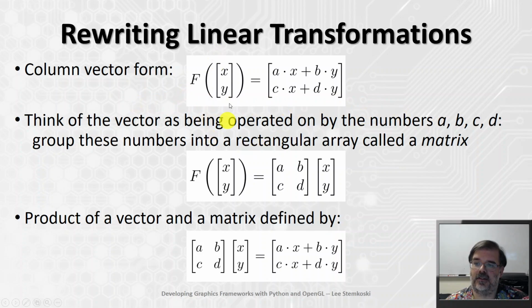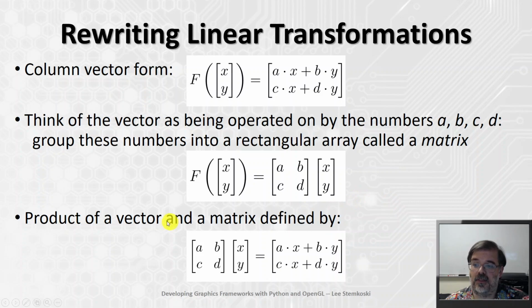Right? F of the vector xy is equal to this. Now we really like to think of the vector xy as being operated on by the set of numbers a, b, c, and d. So there's a mathematical notation that was invented: just take the numbers a, b, c, and d and group them into a rectangular grid or rectangular array, which is called a matrix. So that expression can be rewritten like so.